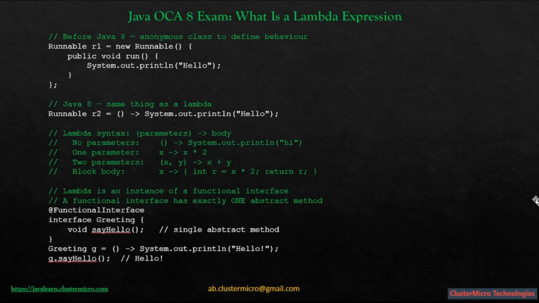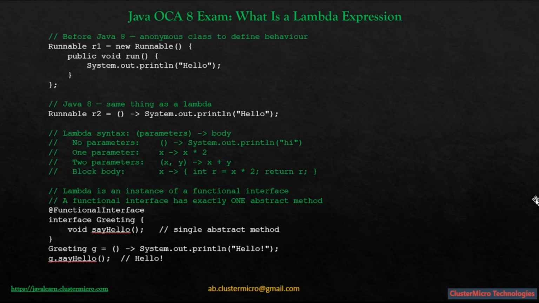The left side is parameters and the right side is the body. You have parameters within the first bracket, then an arrow, and then the body. And there are some shortcuts. No parameters: empty parentheses. One parameter: parentheses are optional. And a single expression: no braces and no return.